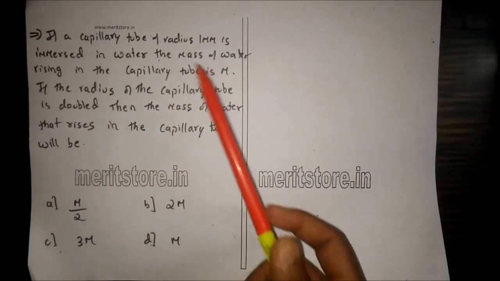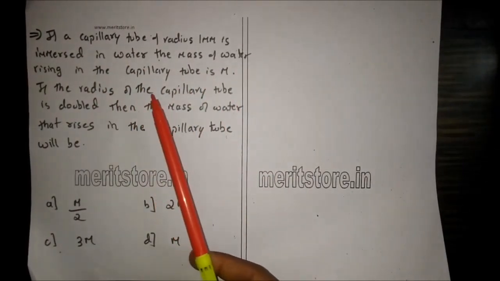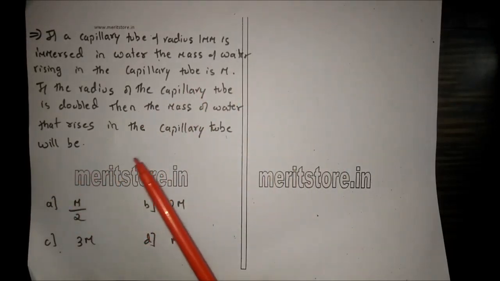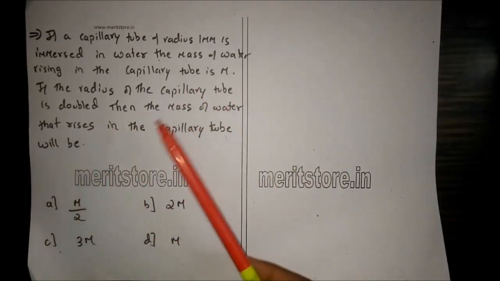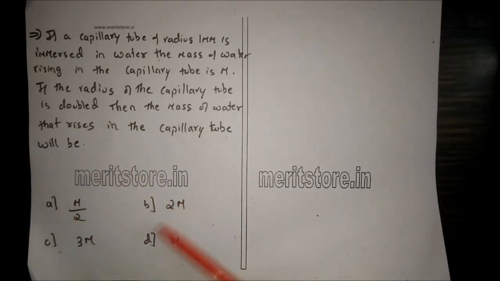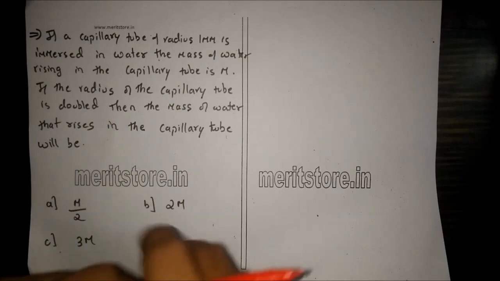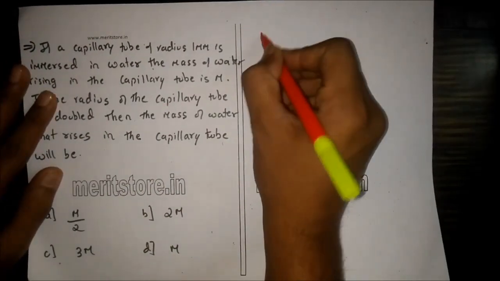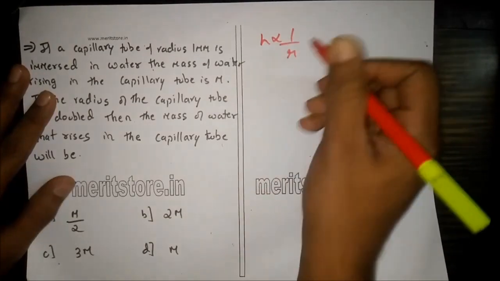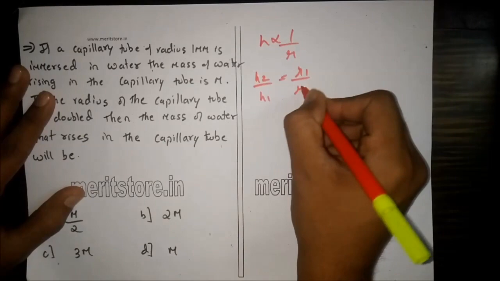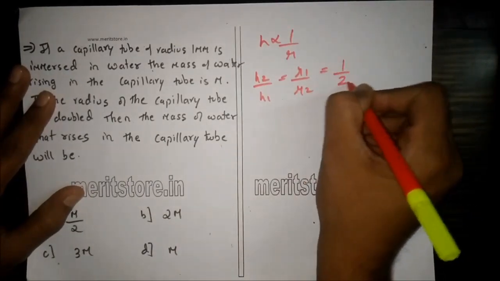A capillary tube of radius 1 millimeter is immersed in water. The mass of water rising in the capillary tube is m. If the radius of the capillary tube is doubled, then the mass of water that rises in the capillary tube will be m by 2, 2m, 3m, or m. Now, we know that the radius and the height are related by the formula h is inversely proportional to the radius. Therefore, h2 upon h1 will be equal to r1 upon r2, which is equal to half.